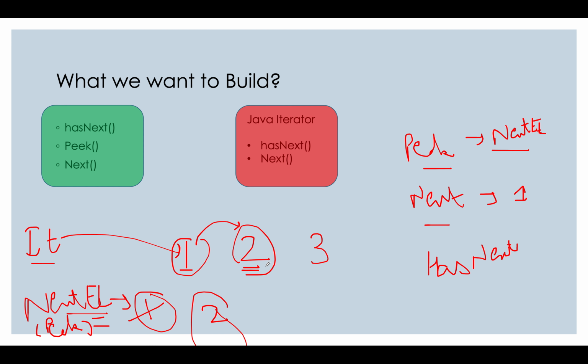Now if somebody calls peek, it will point to 2. And if somebody calls the next method from this point, we need to return the previously peeked element that was stored in the next element variable. So we need to return 2, and actually we will move to the next iteration. So we will move to this, and the peek element becomes 3, and next returns 2.